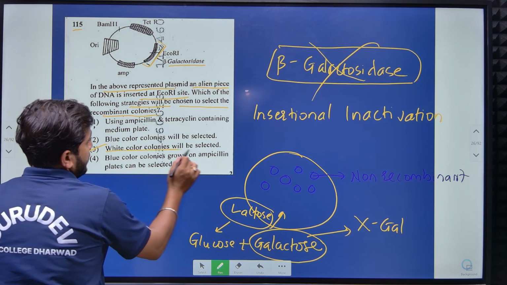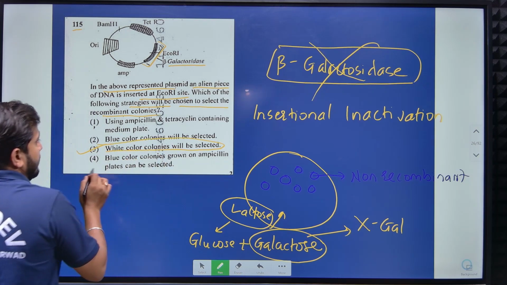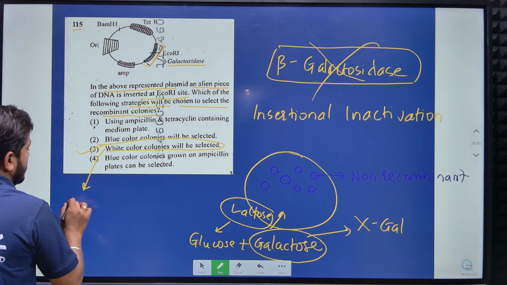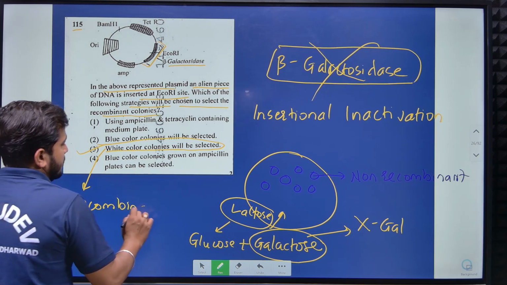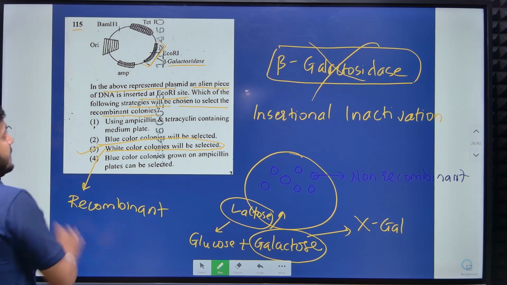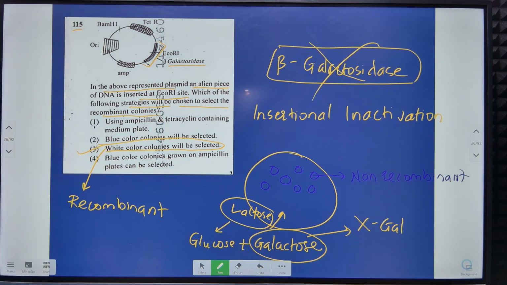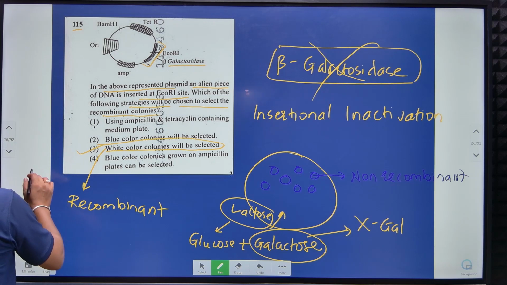white colonies, which will be selected, and that itself is the recombinant one. So your option is 3, right? Then moving on to the next question.